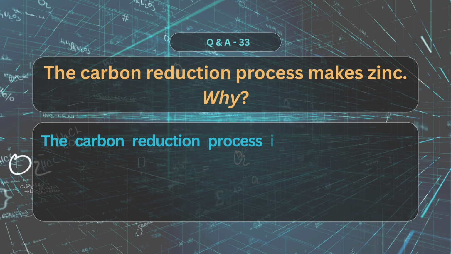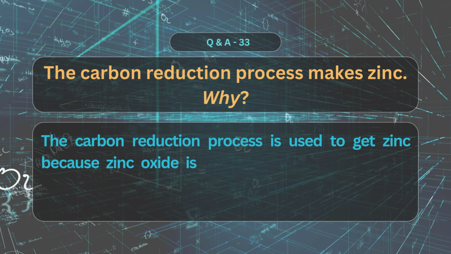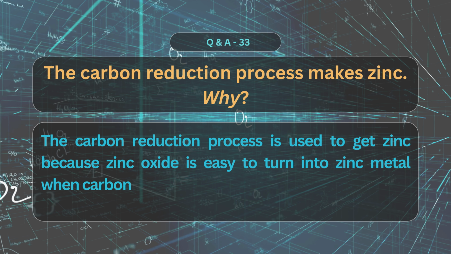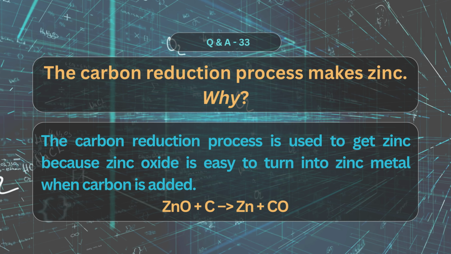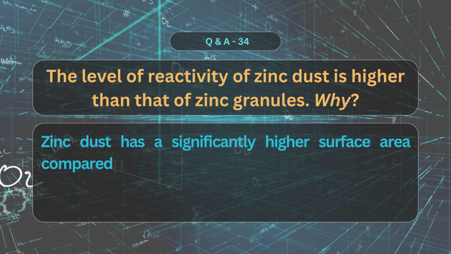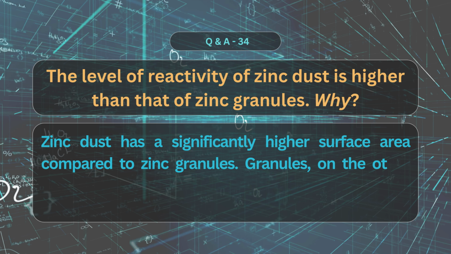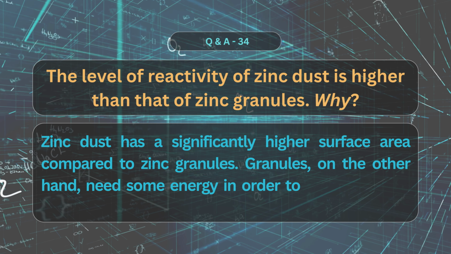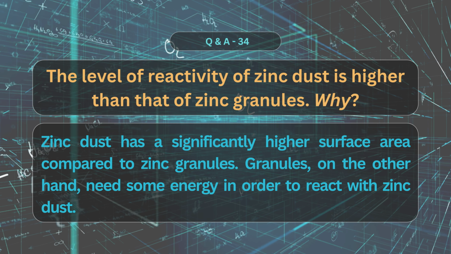Back to industry. The extraction of zinc using carbon is standard metallurgy. Make sure you know the exact process for CBSE and A-levels. Here's a kinetic secret. Zinc dust reacts much faster than zinc granules. Why? Surface area. Every IB and GCSE student needs to know this.